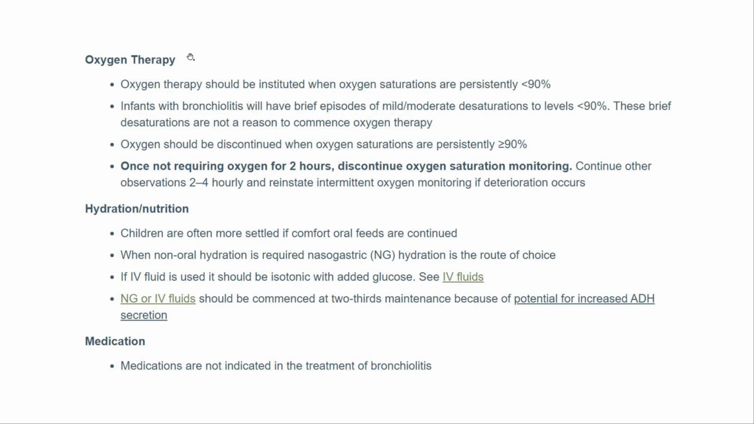The therapy is oxygen, based on keeping their saturations above 90, or at least at 90. And that will depend on where you go. People have all different numbers, like 92, 94, 96. Hydration and nutrition. So if they're not drinking and eating, you can consider a nasogastric tube to provide fluids. And if you need it, you can use IV fluids.